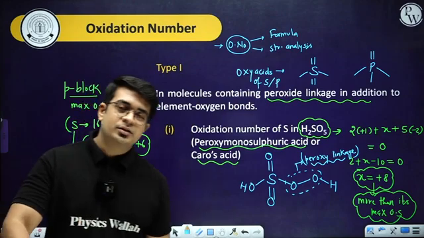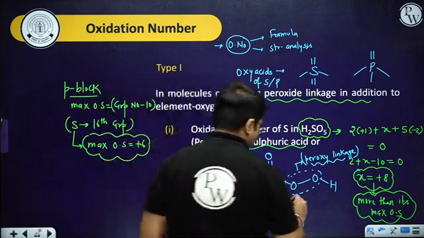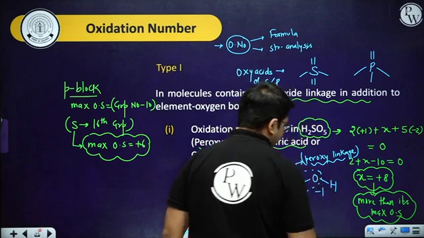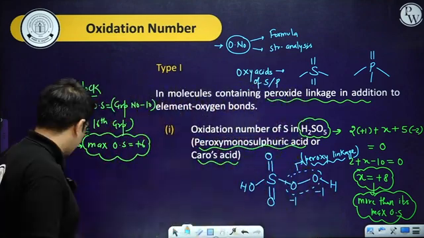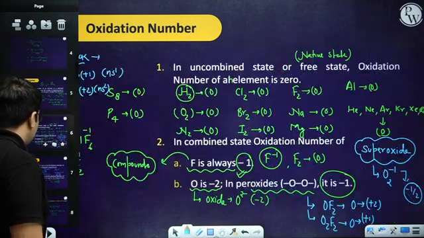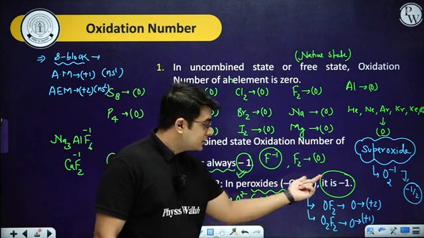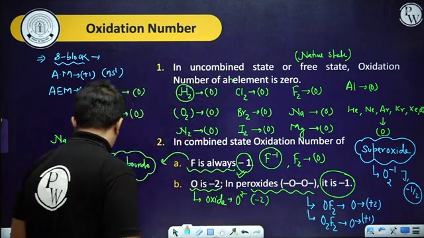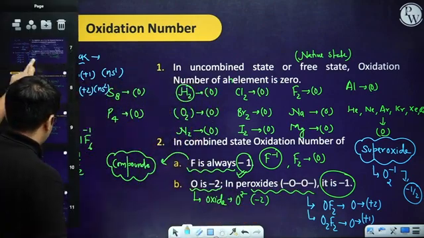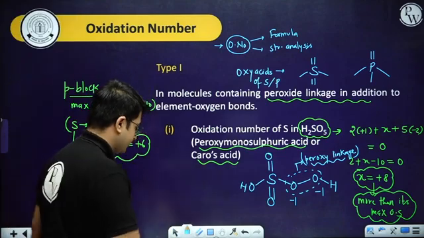Whenever two oxygen atoms are connected simultaneously, always remember each oxygen will have -1 and -1, because I told you in case of peroxide, in the same rule, just look at this. In case of peroxides, O-O type linkage, the oxidation state is always -1. Now coming back to the same part, let's try to analyze this entire portion.